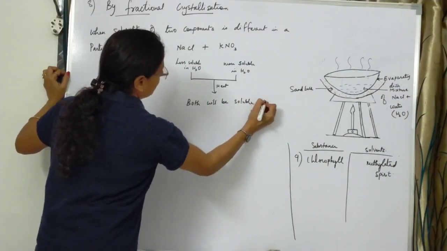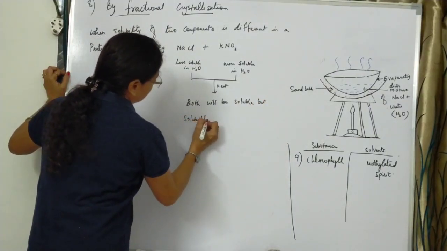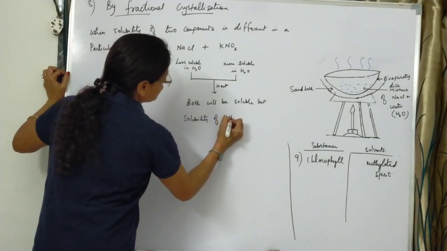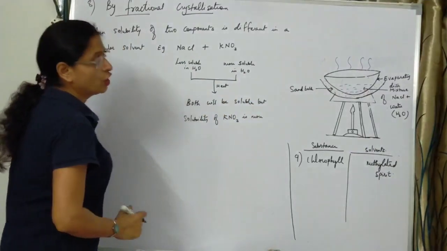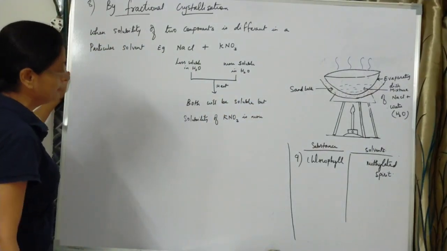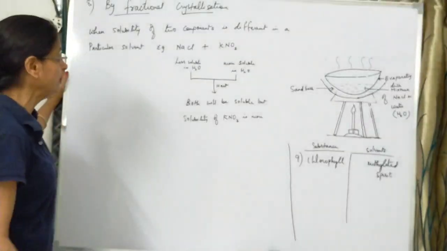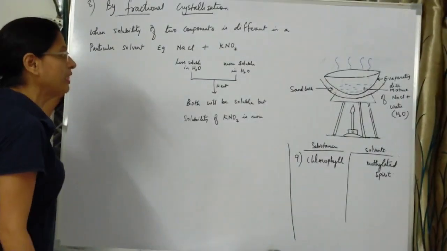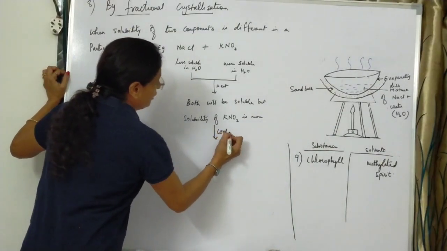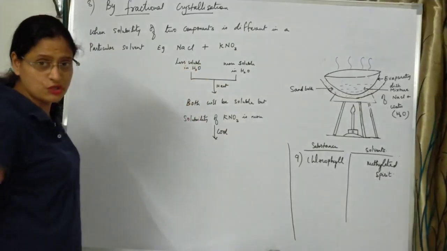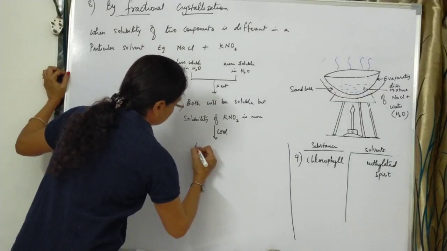but the solubility of KNO3, that is potassium nitrate, is more. So this will be more soluble, easily soluble. First it will be soluble. So obviously the water will take up more crystals of potassium nitrate. The water will be having more crystals of potassium nitrate over here. And when you cool this, let us just see, when we cool it, obviously because this was more soluble, on cooling we will be getting the crystals of potassium nitrate back.